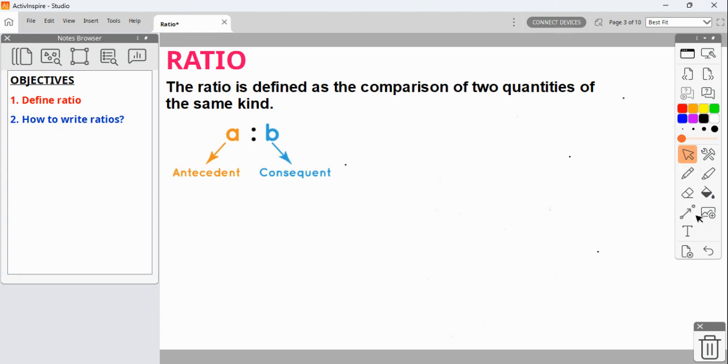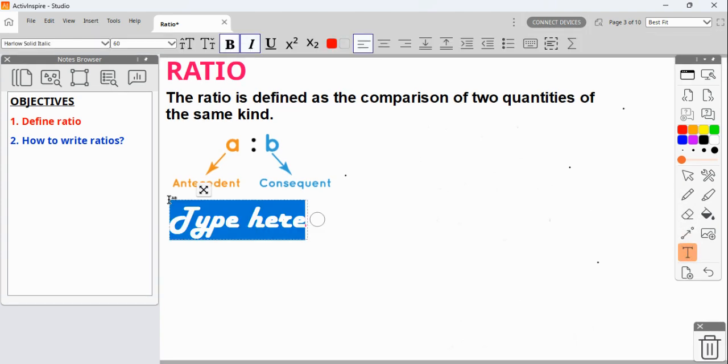So let me give you one example. We can write ratios in three different ways, like I am writing here 2 ratio 3, or I can write it as 2 is to 3, or the third way of writing a ratio is 2 by 3 or 2 divided by 3. So these are three different ways of writing ratios.